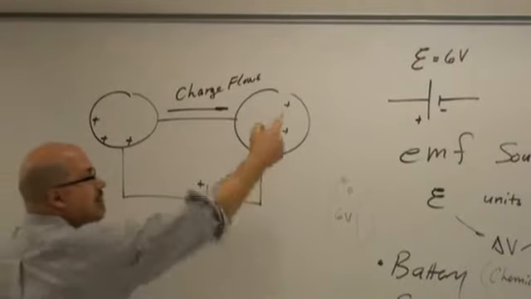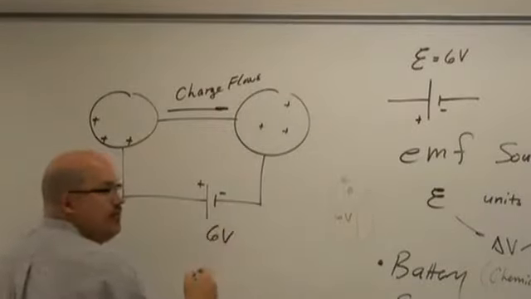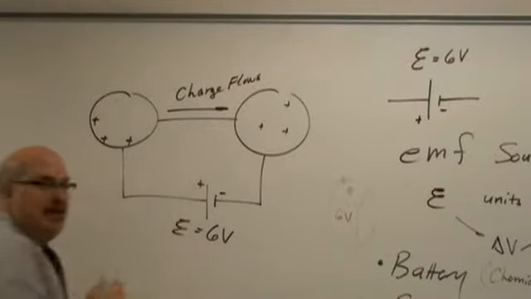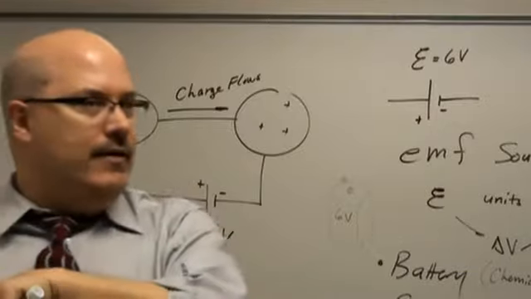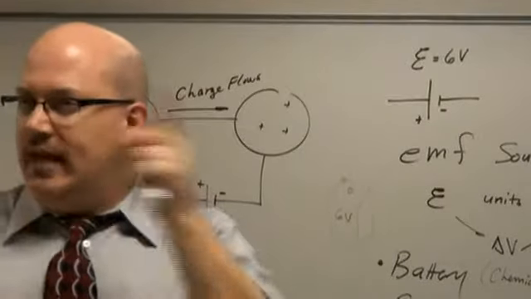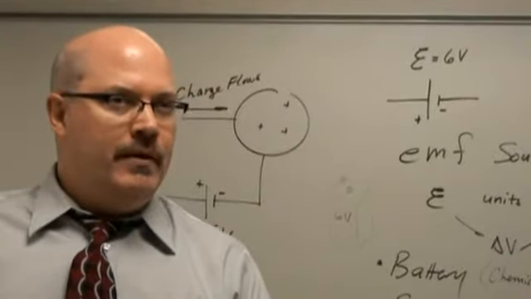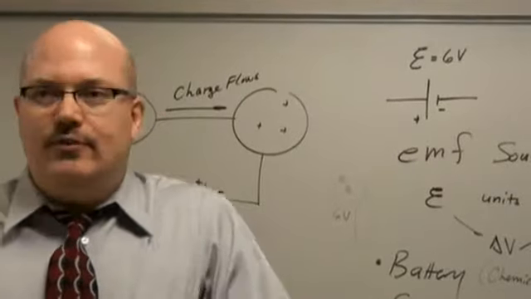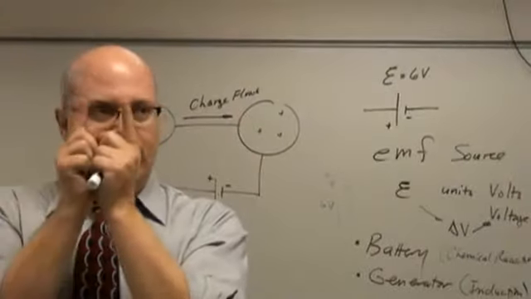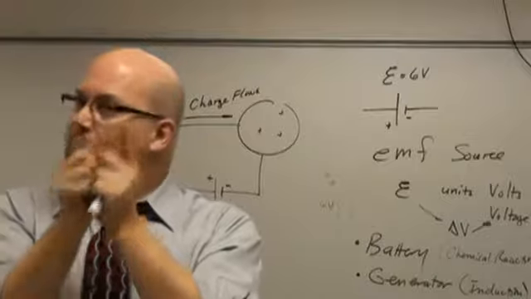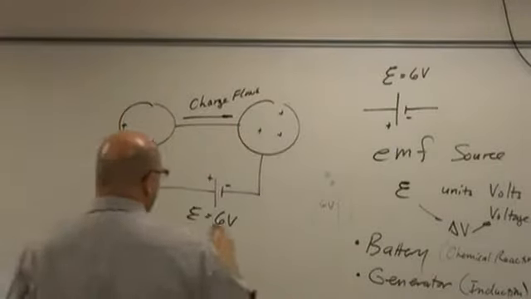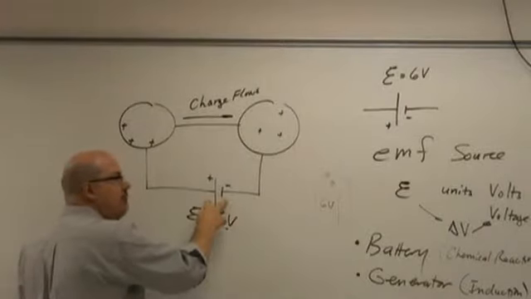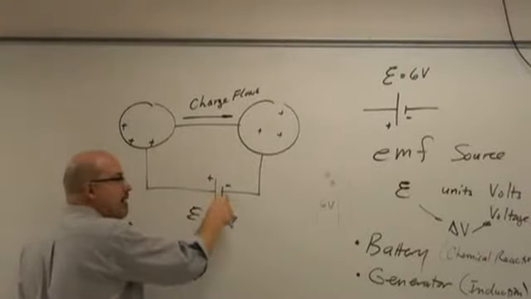Okay? And it provides, in my case, a 6-volt EMF. Now, did I tell you how many volts the positive side is? No. Did I tell you how many volts the negative side was? No. What did I tell you? 6 volts. That's the difference between the two. We don't know what the plus side is or the minus side. We just know that this thing will force this side to be 6 volts higher than that side.